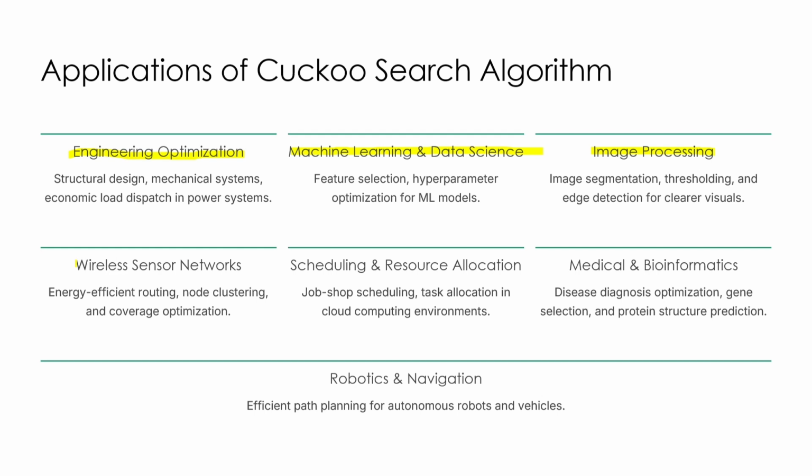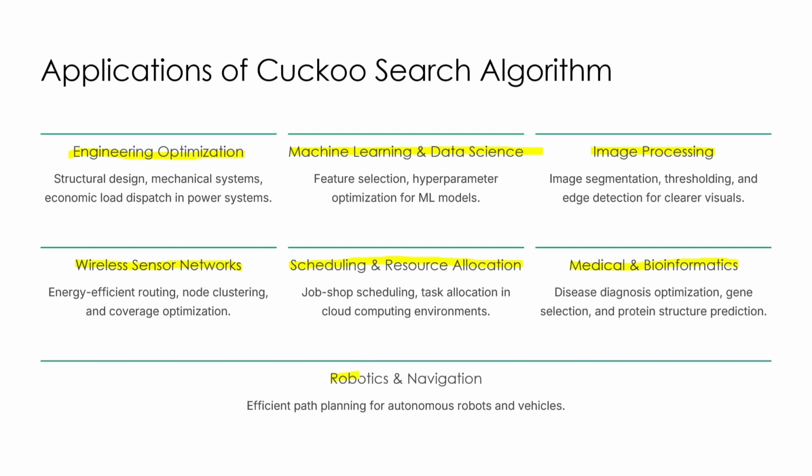The next application is in wireless sensor networks. Here, cuckoo search optimizes routing and placement of sensor nodes so the network uses less energy and covers the area more effectively. We use it in scheduling and resource allocation too, especially in cloud computing to reduce delays and increase system efficiency. We use it in medical and bioinformatics. It is used to support disease diagnosis and in research areas like gene selection and protein structure discovery.